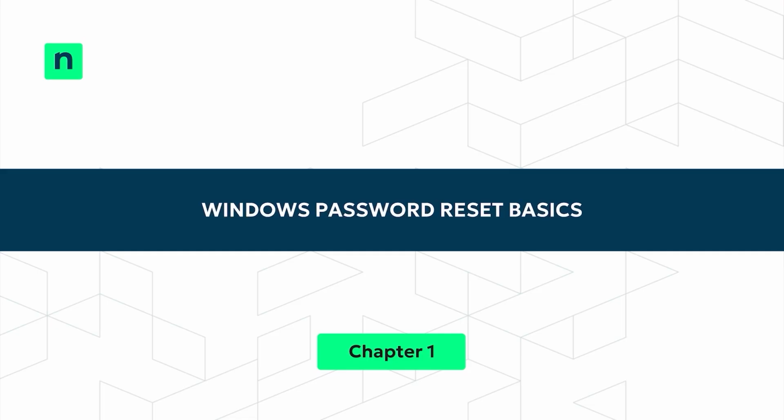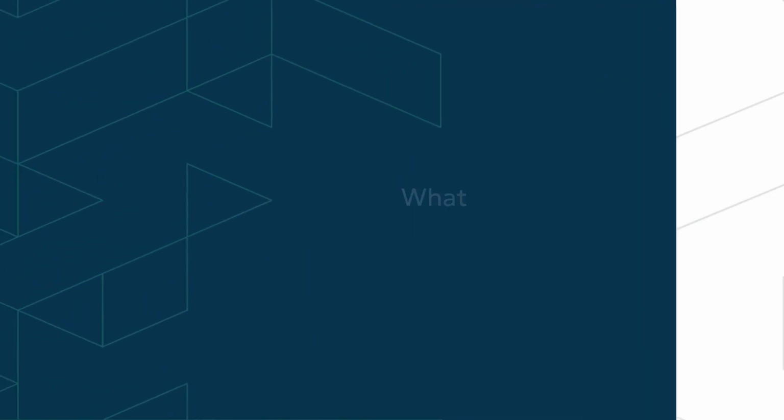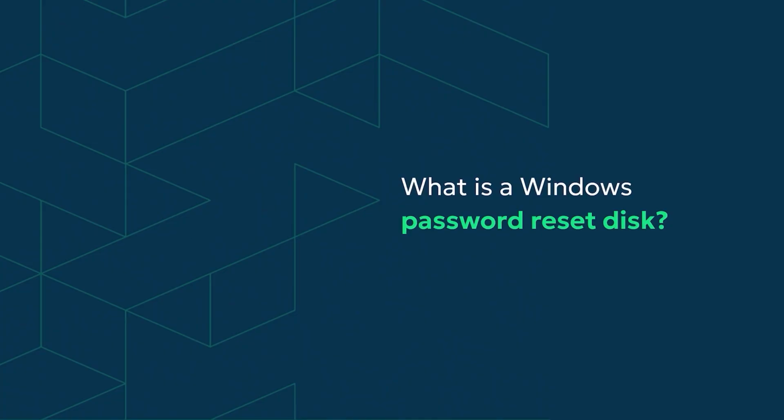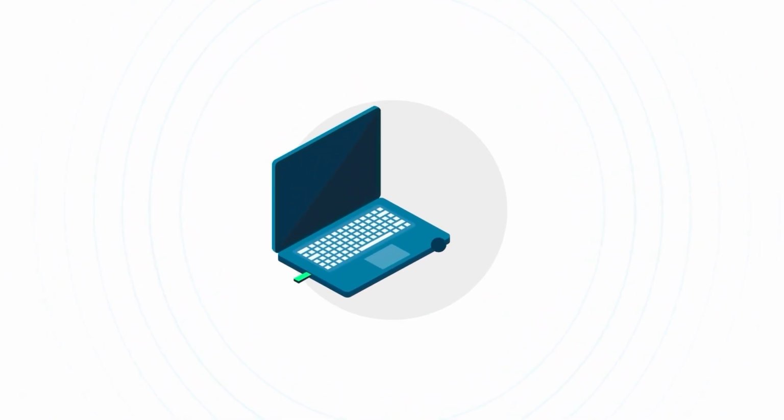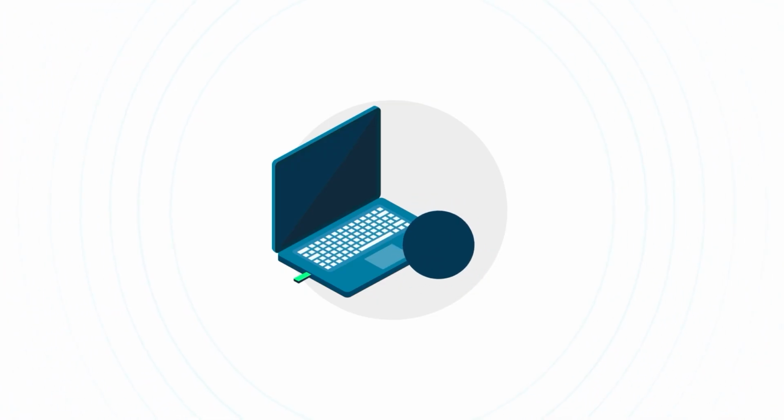Windows Password Reset Basics. Before we get into the steps of creating a Windows password reset disk, let's talk about what it is, why you need one, and what happens when you don't have one on hand. What is a Windows password reset disk? A Windows password reset disk is a physical storage device like a USB drive that holds unique security information tied to your local user account. If you forget your login credentials, you simply plug it into your computer and reset your password. The catch is that you have to make one before you need it.